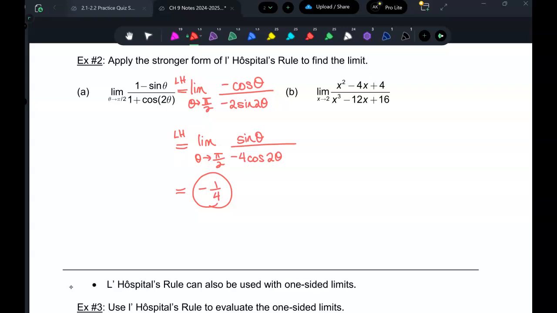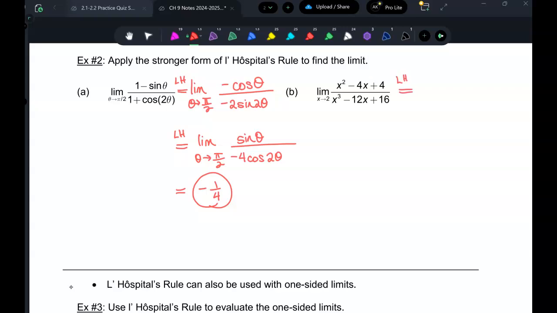How hard is it to make these questions where L'Hopital has to apply? That's not that hard, especially with sine and cosine. If you make one without a coefficient, one with a coefficient, that's not hard.